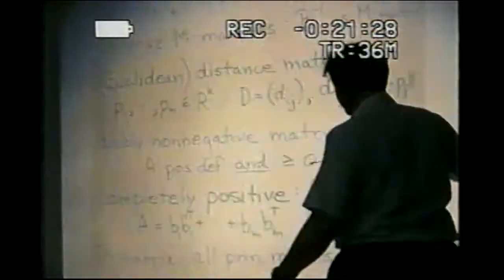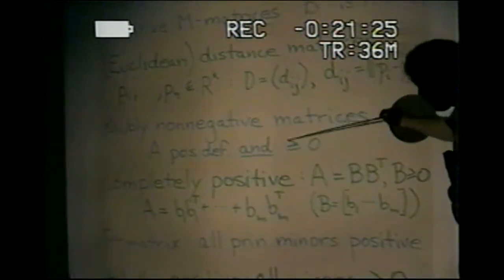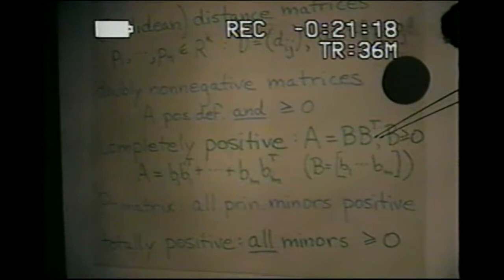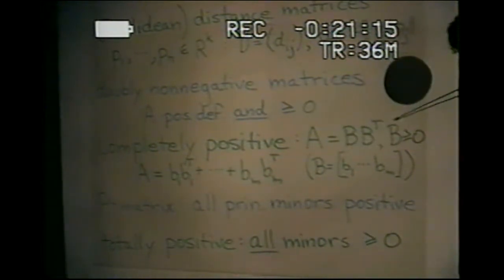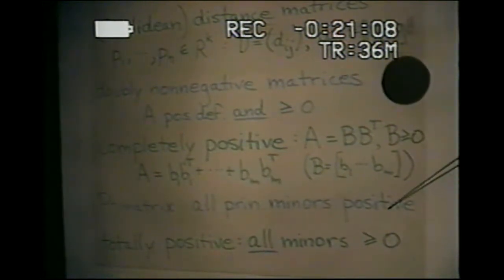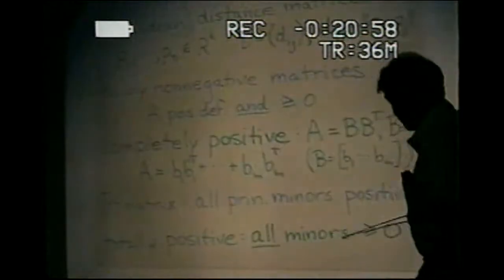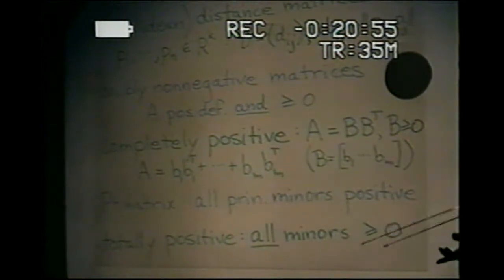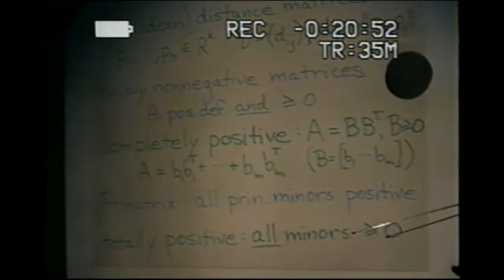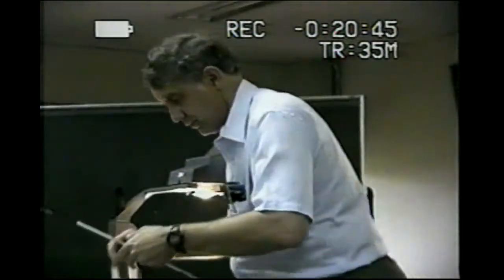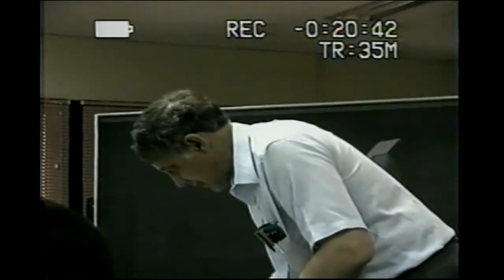Doubly non-negative matrices are ones that are positive semi-definite and entry-wise non-negative. Completely positive matrices are ones that are not only positive semi-definite, but they can actually be written as BB transpose with B entry-wise non-negative. Okay, and P matrices are just real matrices, all of whose principal minors are positive. And totally positive matrices, I think I mentioned, are the ones with all minors positive, but totally non-negative means all minors non-negative. Okay, so those are some sort of familiar classes of matrices.